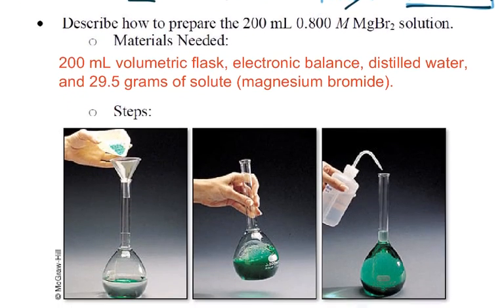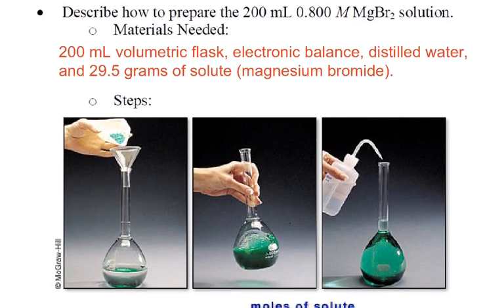Now the next question is, how do you prepare that same problem, 200 milliliters of 0.8 molar magnesium bromide solution? So we would need to find ourselves a volumetric flask, and it has to be specifically a 200 milliliter volumetric flask, and they come in all different sizes. So we get our flask. We need a balance so we can measure out the 29.5 grams of the solute, magnesium bromide, that we calculated. And we're going to need distilled water. We never make solutions with tap water. We always use distilled water.